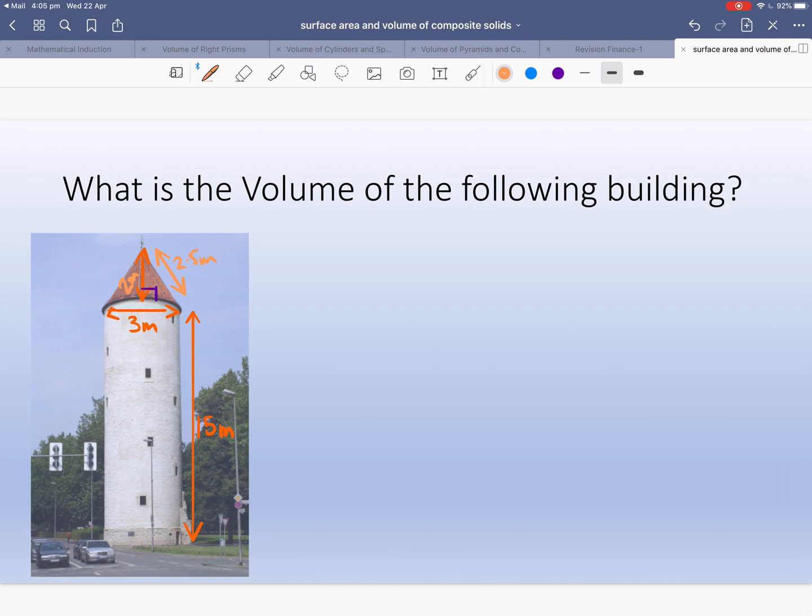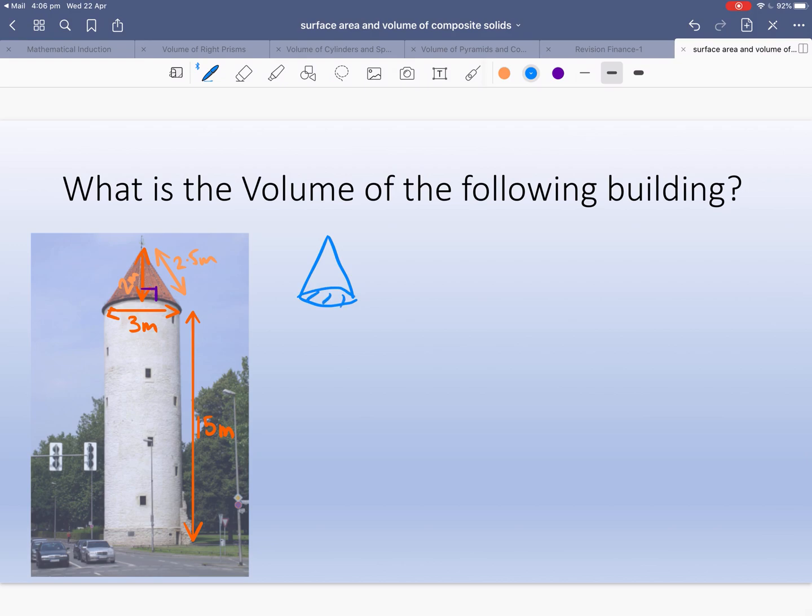Okay, so we've got this beautiful building over here, and we want to find the volume of the building. Now we have the dimensions up there, and we're going to see what we have. Now, the learning goal told us that we had to split things up into two things. So up here we can see that there's a cone, and down here I can see that there's a sort of cylinder. So the first thing I'm going to do is this cone here. I'm going to do the dimensions of that.